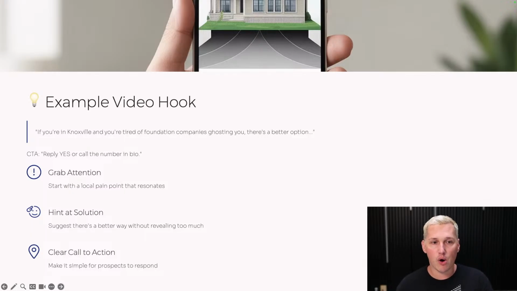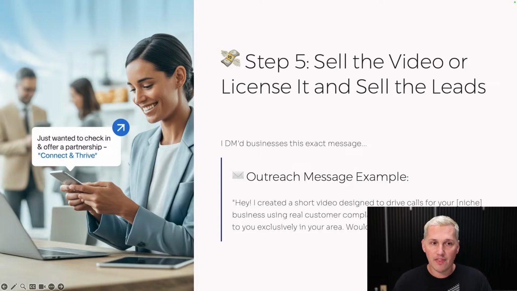people. So you're going to grab attention and start with a local pain point that resonates. You hint at a solution and suggest there's a better way without revealing too much. And then you give a clear call to action and make it simple for prospects to respond. Then step 5, you're going to sell the video, like the entire video, or you're going to license it, or you're going to sell the leads, or you can do a combination of them.